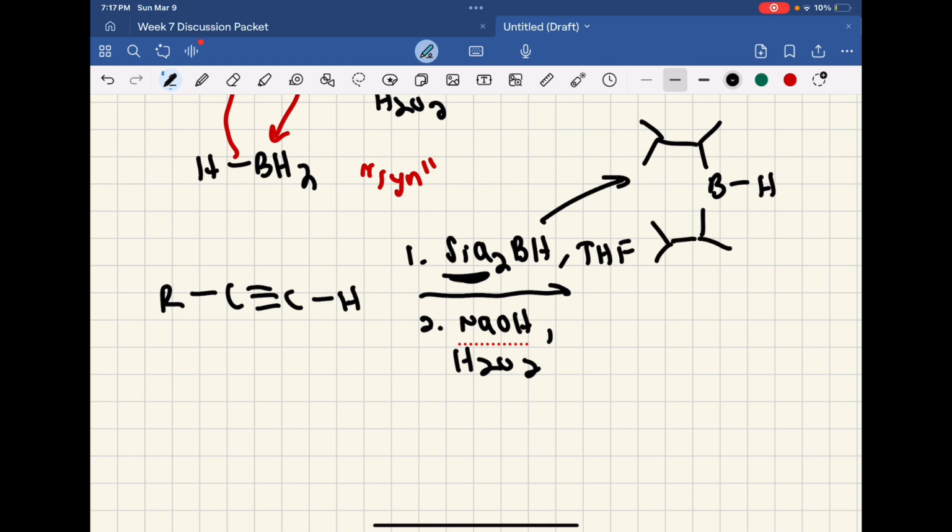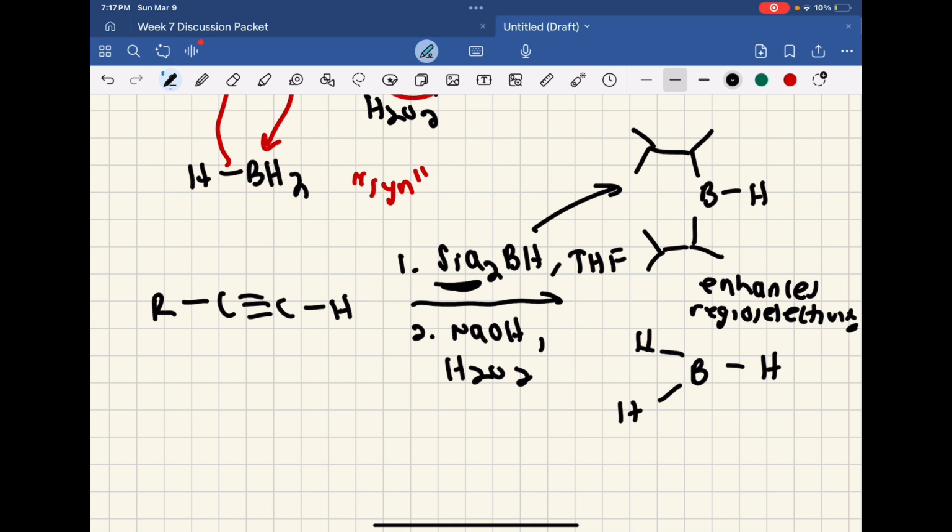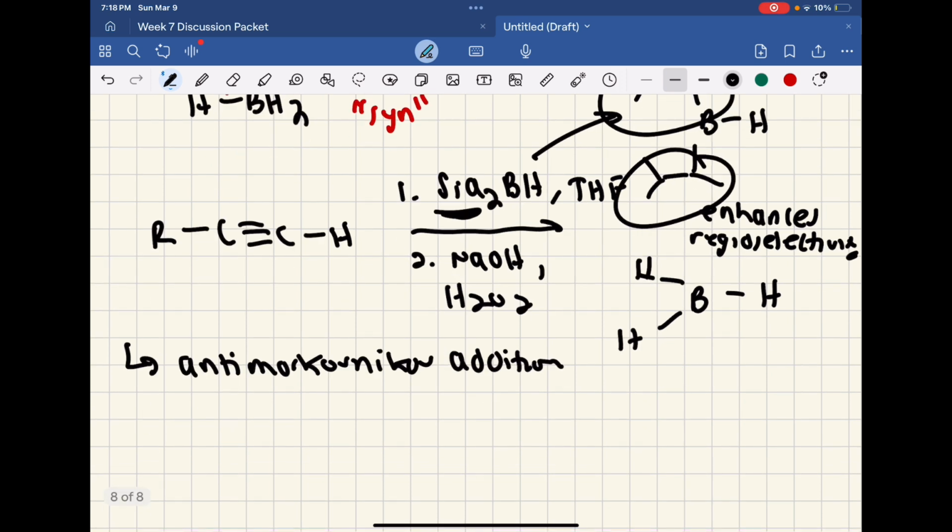So isoamyl, pretty bulky ligands, okay? I just want to point out this kind of borane functionality versus this borane functionality for the alkenes. The disiamyl one enhances the regioselectivity. That's why it's used. And again, the alcohol is going to end up on the less substituted side. So this is anti-Markovnikov addition. Based off of that idea of sterics, okay, the bulky isoamyl fragments want to go on the terminal side.